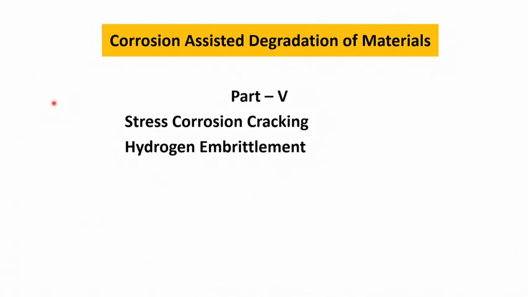In this talk we will discuss two important forms of corrosion that are very much dependent on stress, or where stress is associated with these two types of corrosion. One is stress corrosion cracking, and the other is hydrogen embrittlement. Both are very important forms of corrosion, and you have to understand that they are dependent on the microstructure and very specific to the environment.